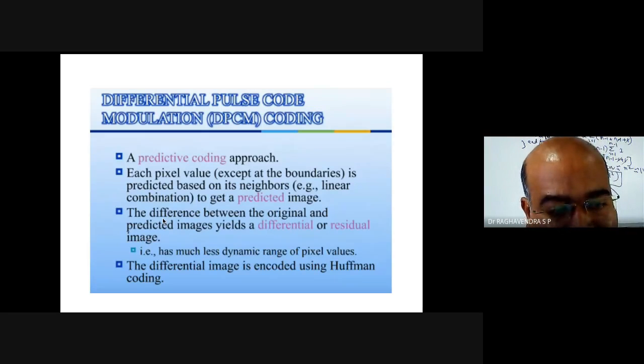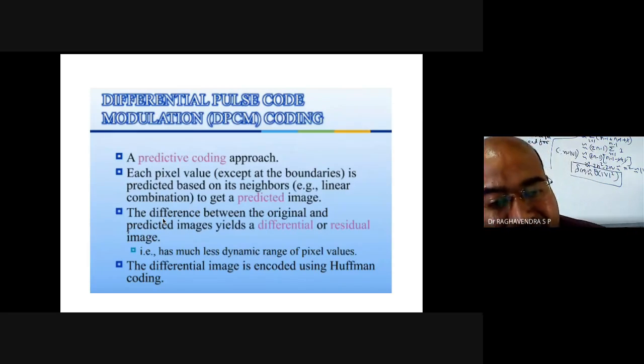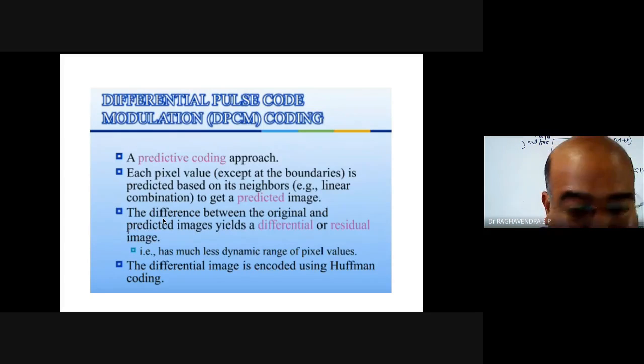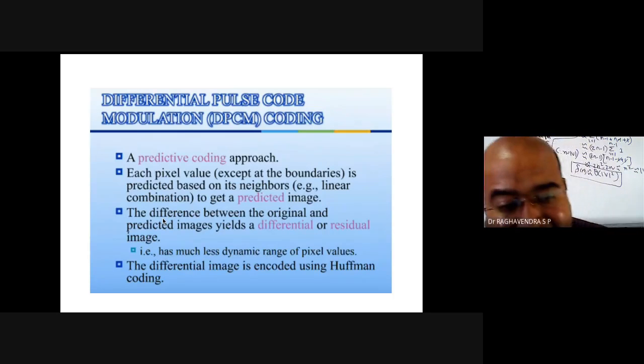Okay. So the difference between the original and predicted image is the differential or residual image. It means the difference between the original and the decompressed image gives the difference or residual image. That has a much smaller dynamic range of pixel values.